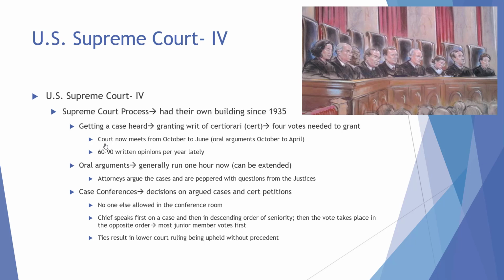So the court today meets from October to June, oral arguments from October to April, 60 to 90 opinions per year lately. Actually, it's been less than that the last few years. As far as oral arguments, they don't hear them that much. Generally, each month they're hearing between about 6 to 11 cases over 3 days a week for 2 weeks. So like 6 days they're sitting and listening to oral arguments.